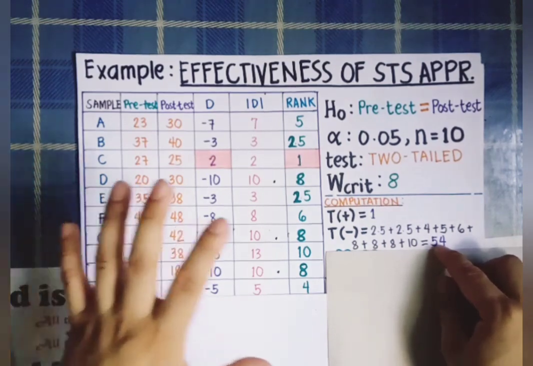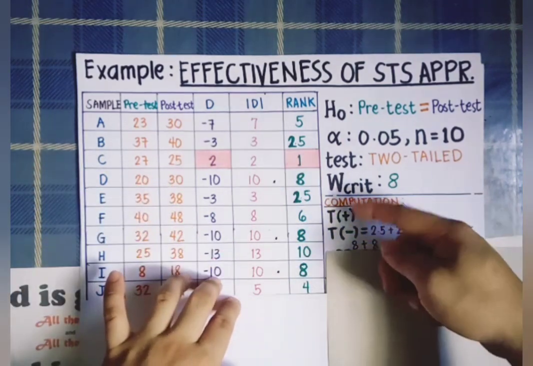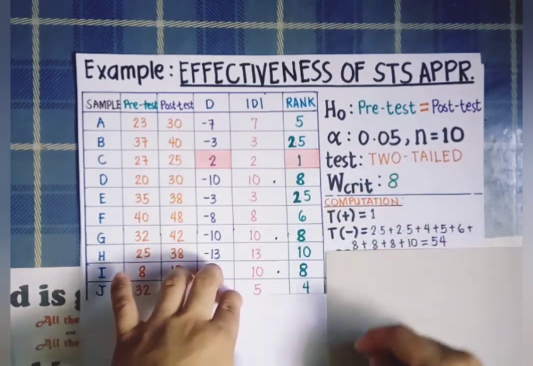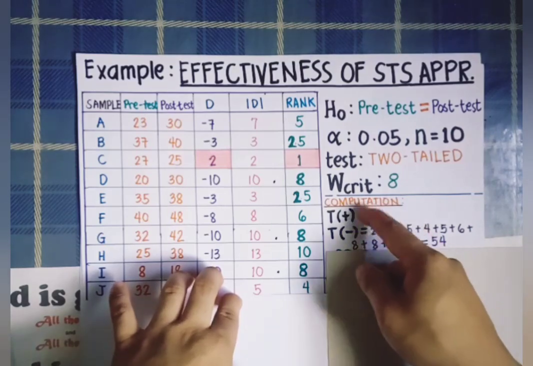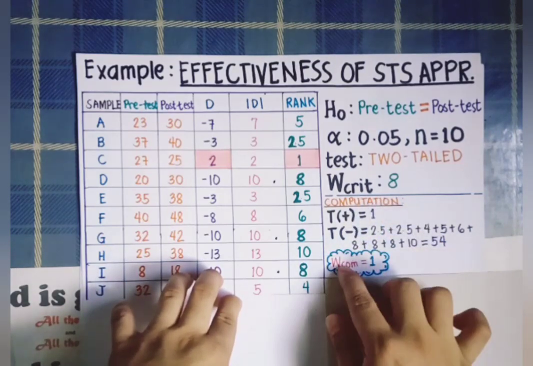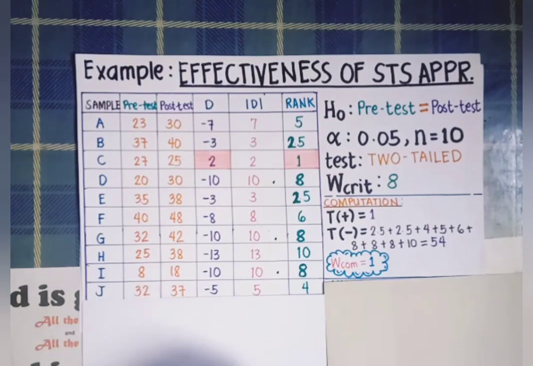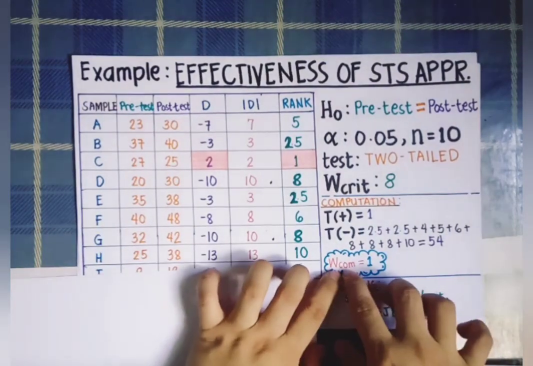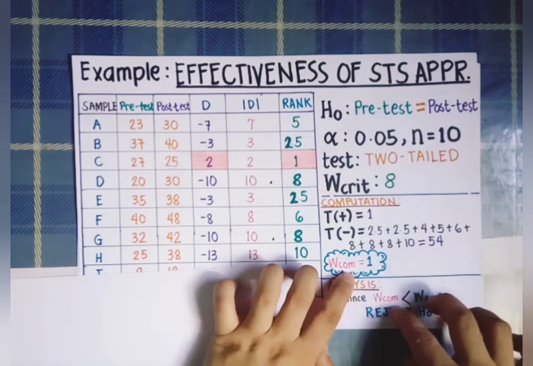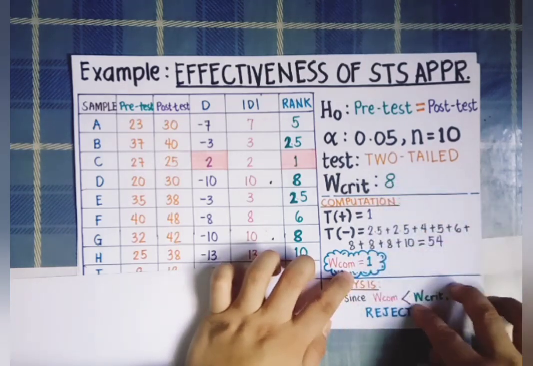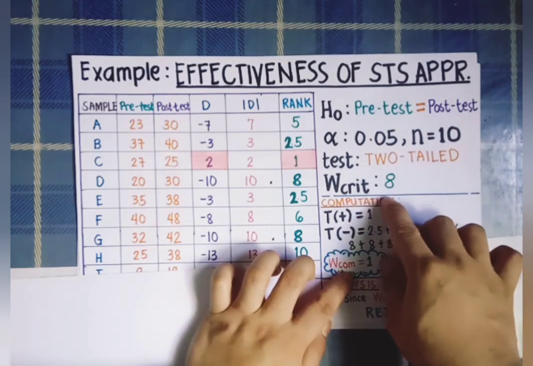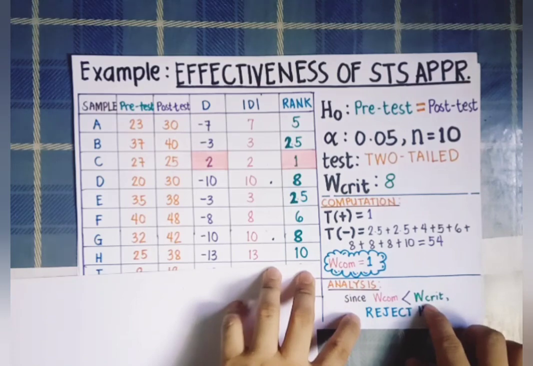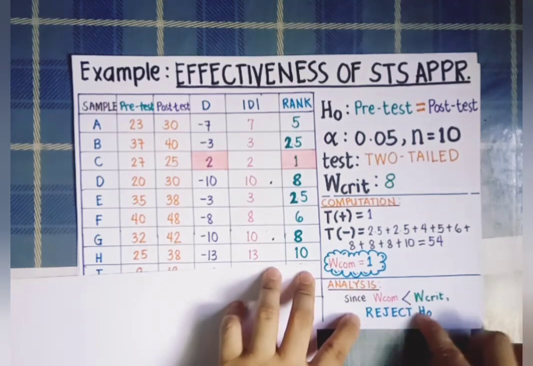Now, what will be our computed Wilcoxon here? Our computed Wilcoxon will be the smallest among the two. We have two values, 1 and 54. Which one is smallest? Obviously, the smallest one is 1, and therefore, our computed Wilcoxon is 1. Now, let's have the analysis. Since W-com, our computed Wilcoxon, is 1, which is less than the W-crit, our critical Wilcoxon value of 8, then we are going to end up rejecting the null hypothesis.